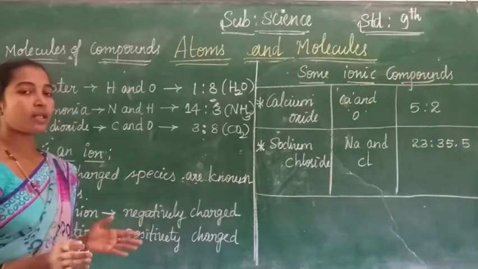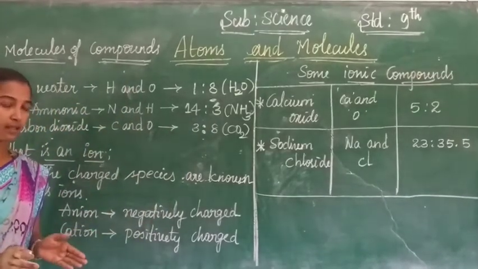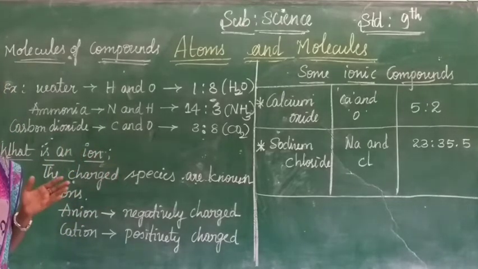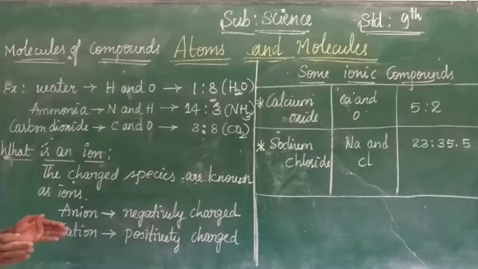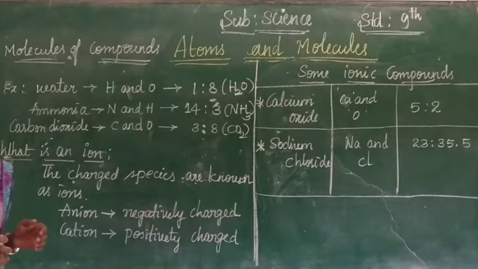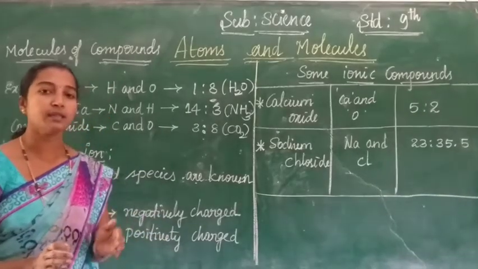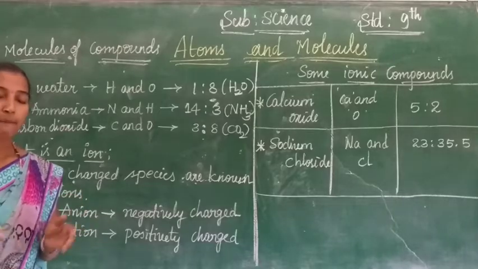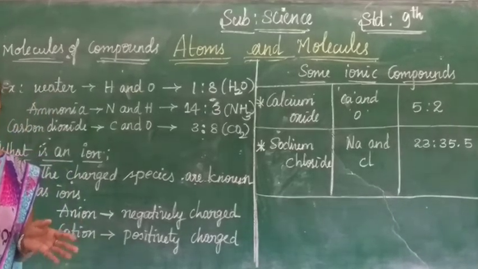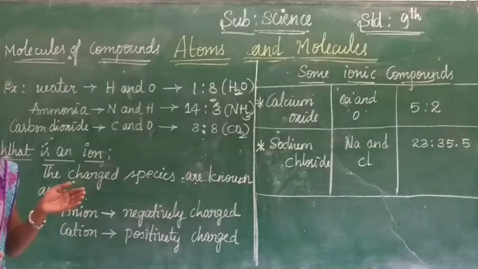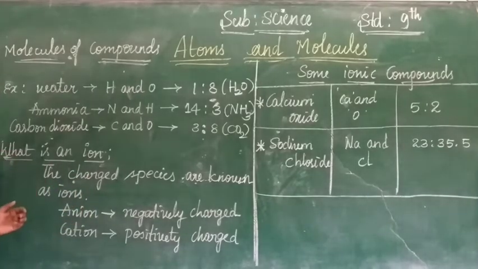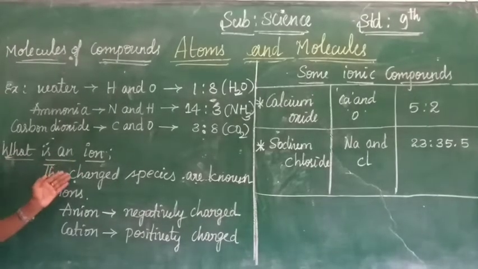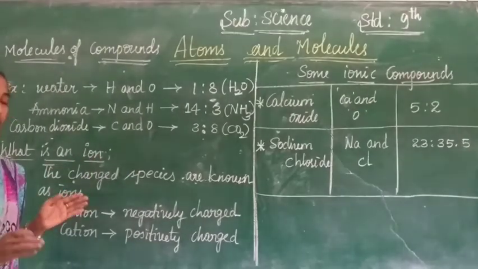Like that, so many compounds are formed. Two or more elements combine in proper proportion to form molecules of a compound. And sometimes a compound may be formed by charged particles. The charged ions are combined together to form a compound, and the charged species are called ions. Now let us understand what an ion is. The charged species are known as ions.